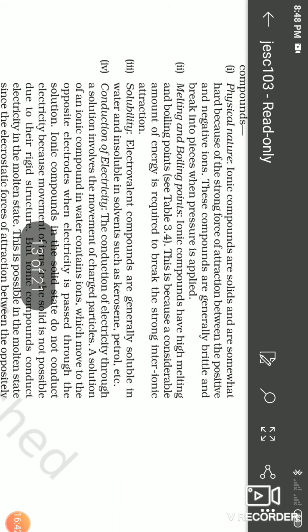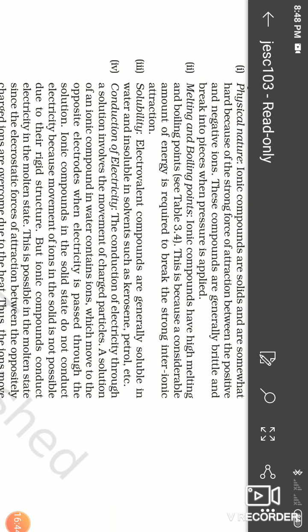We observe the melting and boiling points in Table 3.4. The melting and boiling points are high. This is because a considerable amount of energy is required to break the strong inter-ionic attraction. One ion is negatively charged and the other is positively charged, and their attraction is strong.